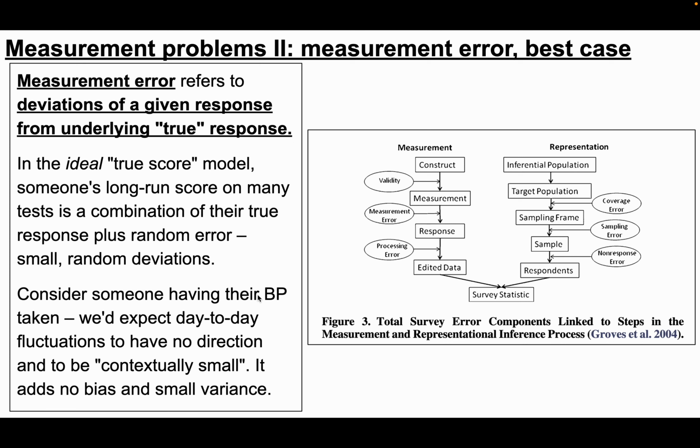So consider someone having their blood pressure taken. We'd expect some day-to-day fluctuations in the machine, so the machine doesn't measure it correctly, or there's some kind of flaw in how the nurse applies the cuff or something like that. You could think about it as not quite a processing error because it doesn't happen in the writing down of the responses or the management of the responses, but instead it happens when you just take the measurement. So in a situation like that, that's a good example of the true score model at work. You'd expect some day-to-day fluctuation, or even just reading to reading fluctuation. And in fact, if you look at medical data, that is what you see. But it's not going to have a particular direction, and it'll be contextually small. So it won't be huge. It might be like a percent deviation or something like that. And this is kind of the ideal situation. That would be another scenario where there's no bias, but we add some variance.